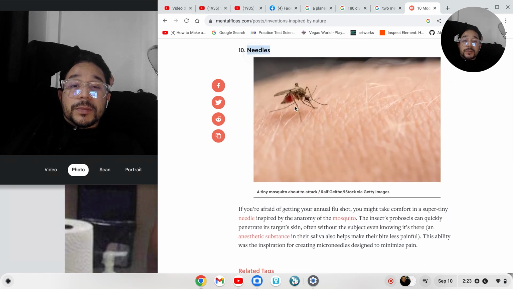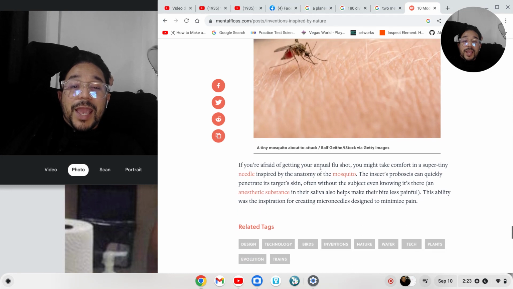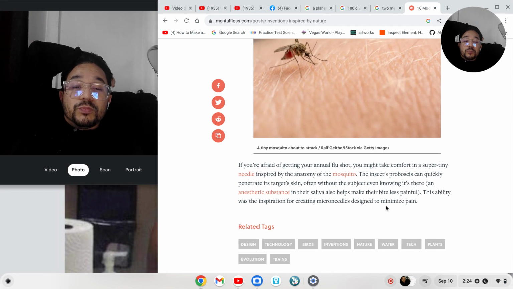Needles. If you're afraid of getting your annual flu shot, you might take comfort in a super tiny needle inspired by the anatomy of the mosquito. The insect's proboscis can quickly penetrate its target skin, often without the subject even knowing it's there. An anesthetic substance in their saliva also helps make their bite less painful. This ability was the inspiration for creating microneedles designed to minimize pain.